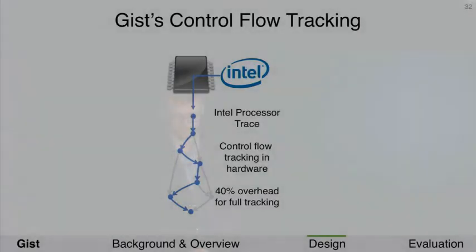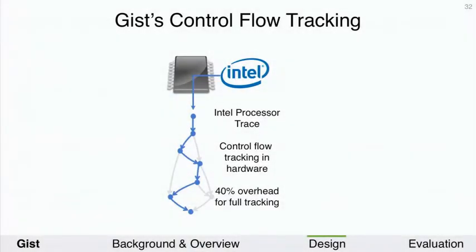And so what gist does is it tracks the control flow and refines static slices using a new hardware technology from Intel called processor trace. Processor tracing essentially allows gist to determine the actual paths that the program takes during execution. In particular, in this example, the blue path turns out to be the actual path that the program executed at runtime.